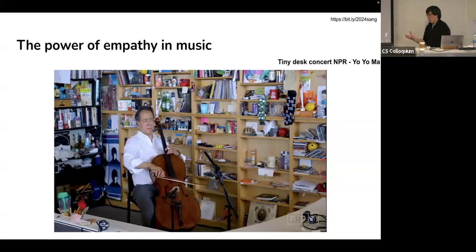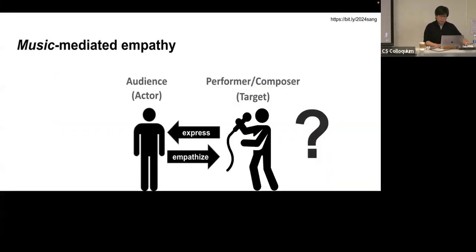I think part of the reason, and there are many reasons, could be the power of empathy in music: being able to express your emotion to other people so that the audience can feel the same emotion that the musician expresses. So you can make someone emotionally synchronized.